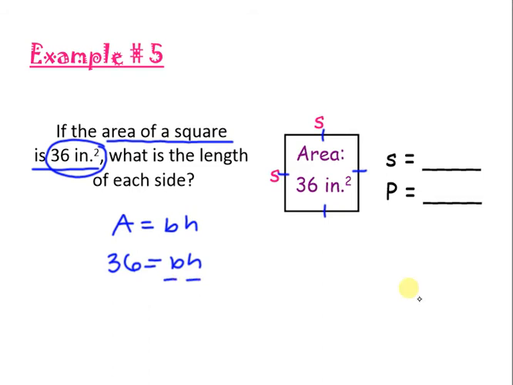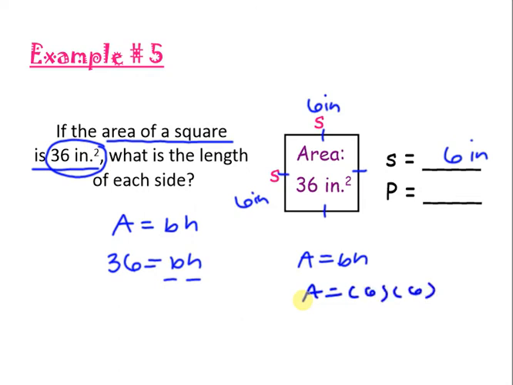But if I have a square, my base and my height have to be the exact same number. So what number times itself would give me 36? And in that case, it would be 6, because 6 times 6 is 36. So each side here is 6 inches. So if this was 6 inches and this was 6 inches, that would mean area equals base times height, area equals 6 times 6, area equals 36, which would match this right here.